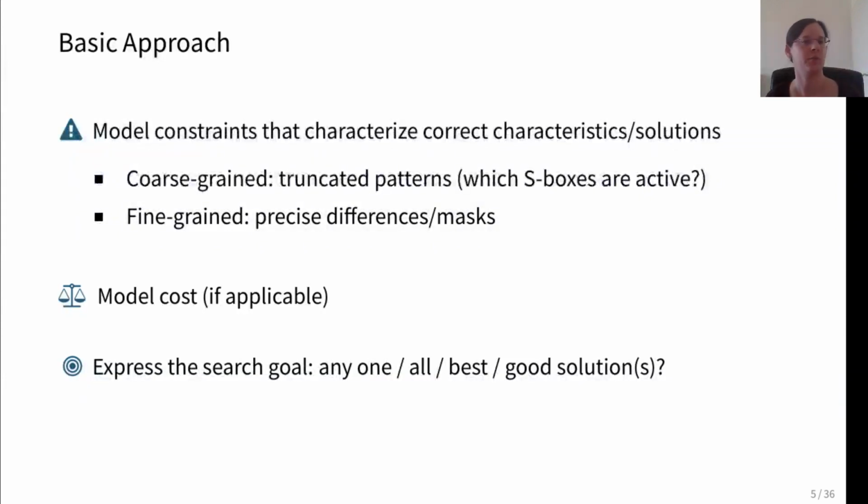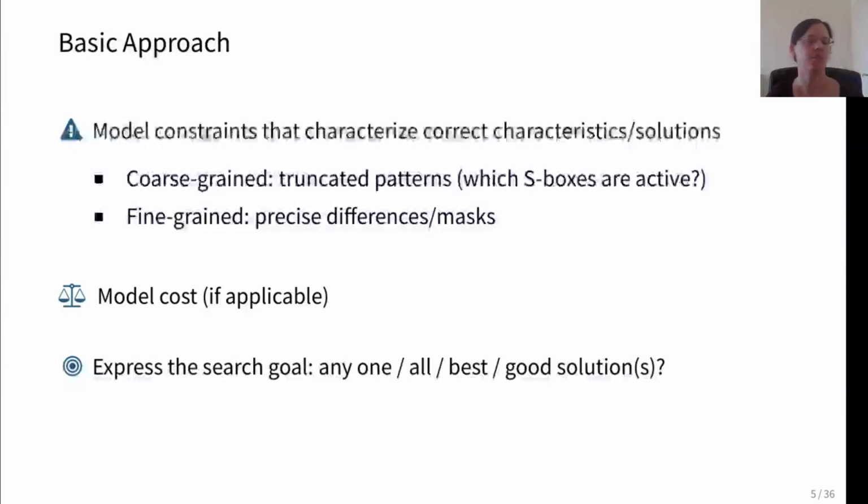This is, for example, what we do in AES-like ciphers. And in some cases, we want to have a more fine-grained description. So we really want a precise definition of which bitwise masks or bitwise differences we can use in each round and which combinations are valid. So modeling what a valid solution looks like is the first and most important part.